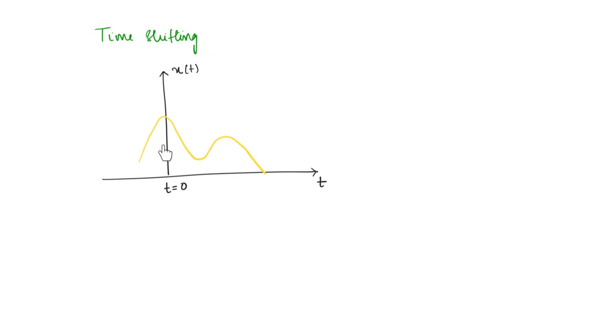If you are shifting to the left side, that means that you are making it an earlier version. So this is called the advanced version. If you are shifting to the right side, then that is called a delayed version of x of t. We will see how the delayed or the advanced version of this signal will look like, so then you will get a better idea. First we will see time delay.